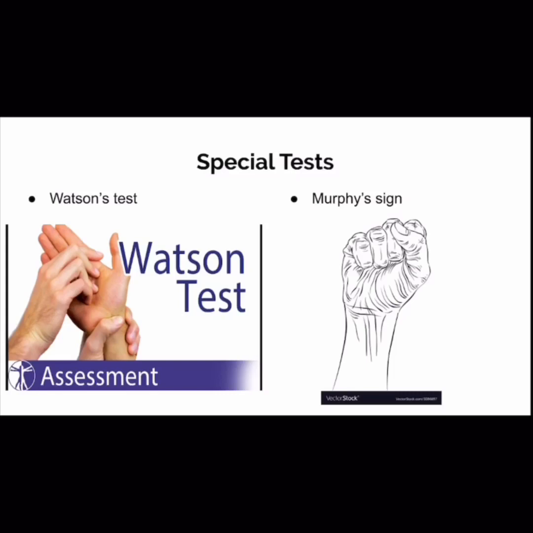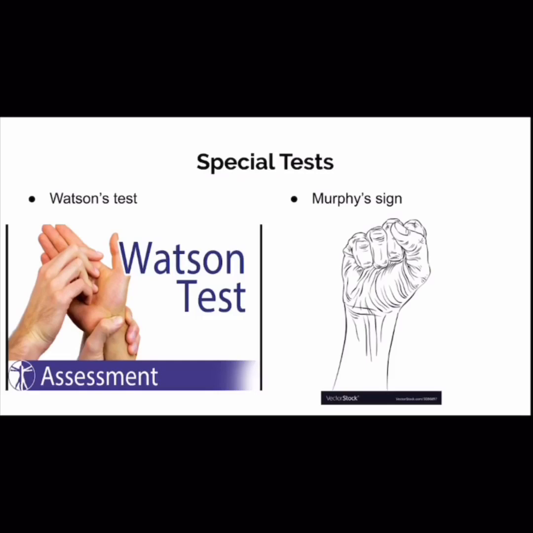The examiner will then take their other hand and passively move the patient's hand into ulnar deviation with slight extension. From that position, the examiner will move the patient's hand into radial deviation with slight flexion. The test is considered positive if there is a thunk sensation underneath the examiner's thumb.